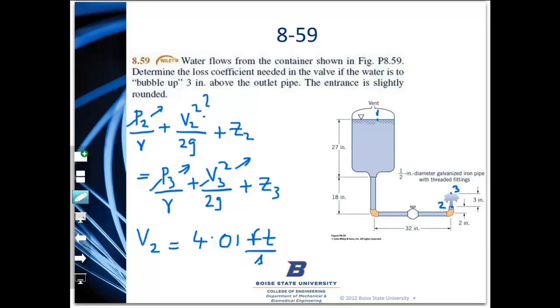Okay, so our idea is to actually find the loss coefficient in the valve. So we have to somehow incorporate that and come up with an equation. If I write an energy equation going from 1 to 3, I capture all the valve and the elbows and the entrance effects. Okay, so let's go ahead and do that.